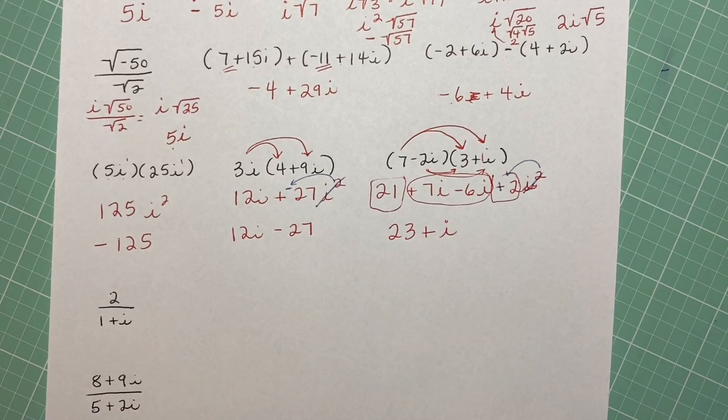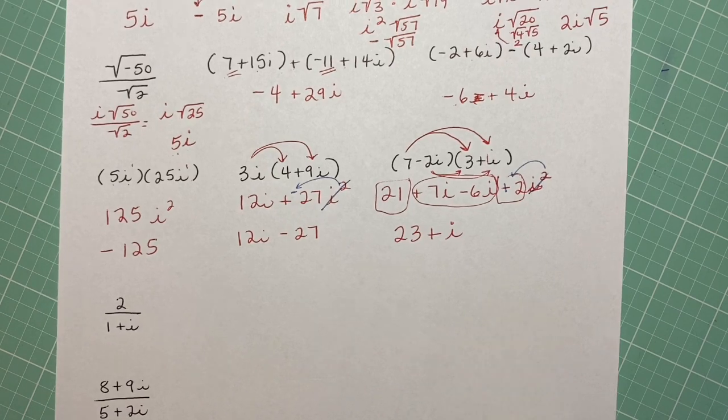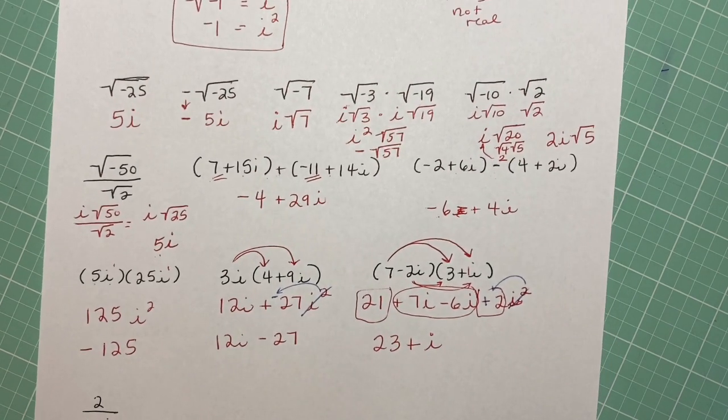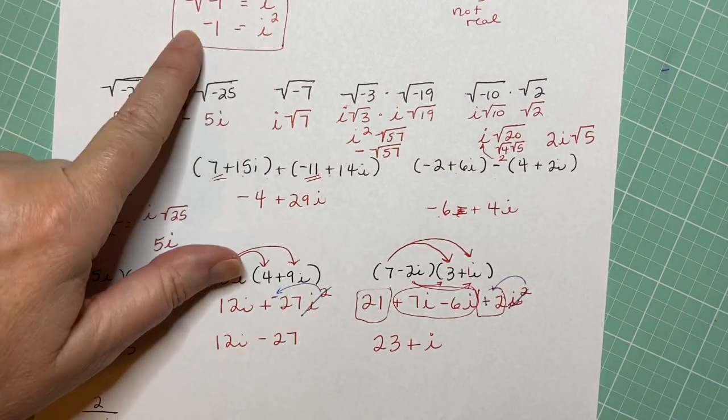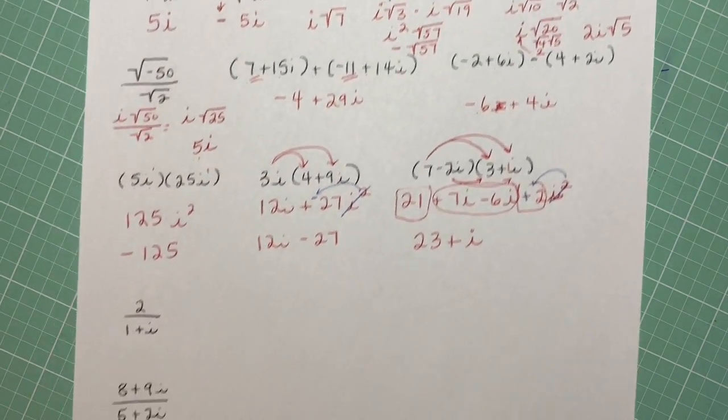So just treat your i's just like they're x's. i times i is i squared. The only difference is now when you have an i squared, you have to change it back to a -1.